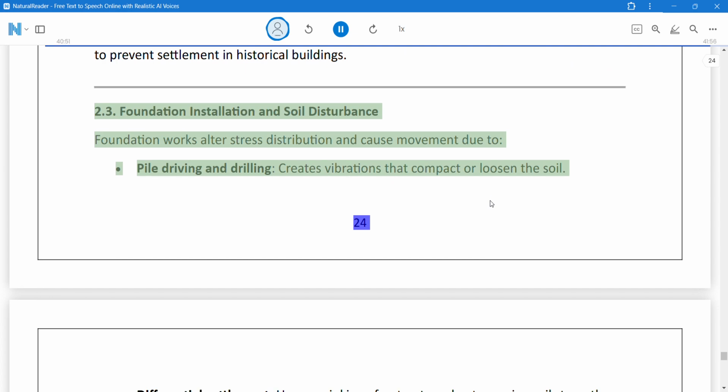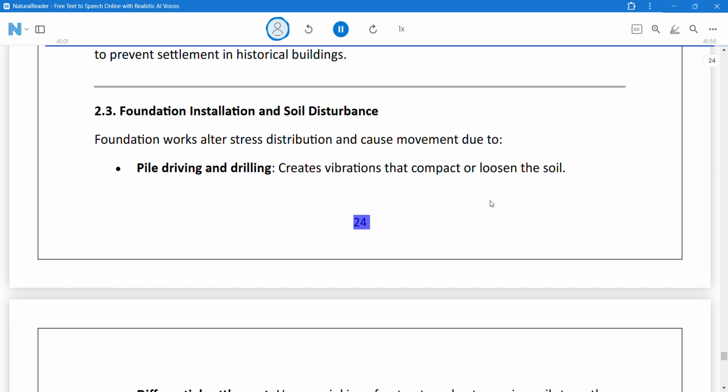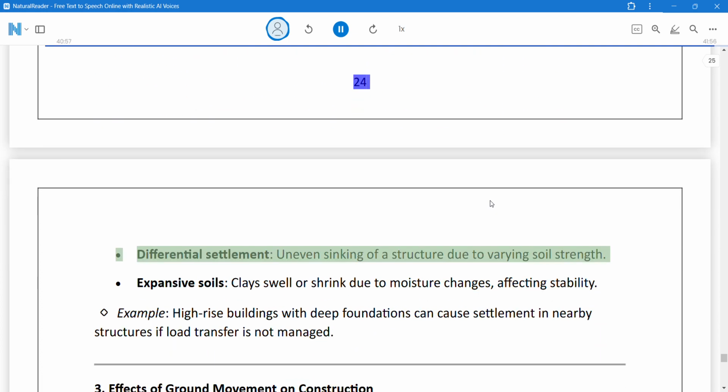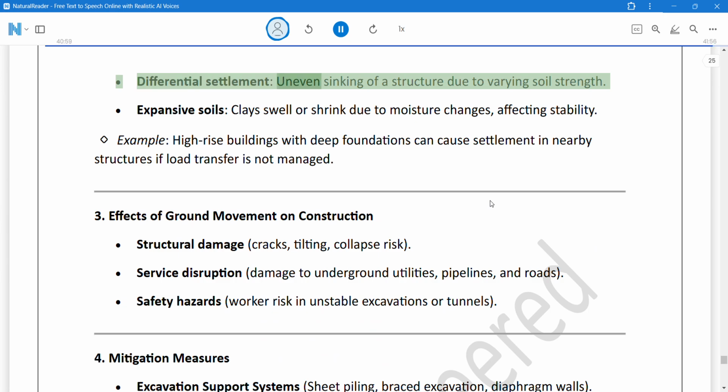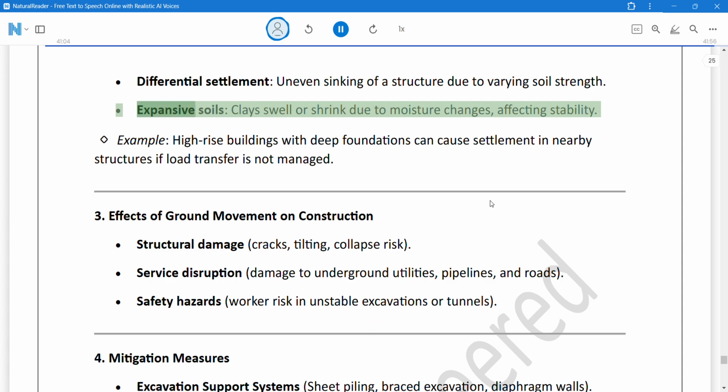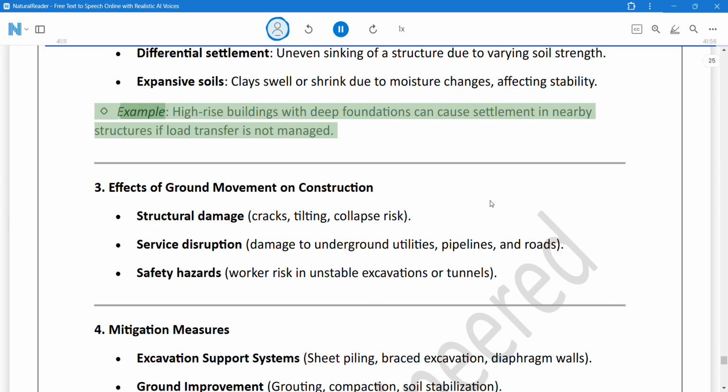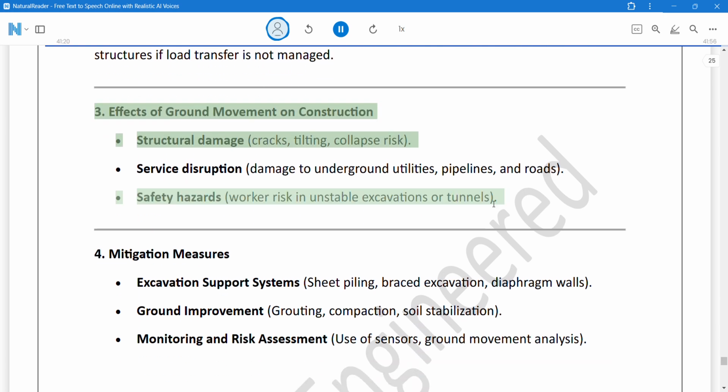2.3 Foundation installation and soil disturbance. Foundation works alter stress distribution and cause movement. Pile driving and drilling create vibrations that compact or loosen the soil. Differential settlement: uneven sinking of a structure due to varying soil strength. Expansive soils: clays swell or shrink due to moisture changes, affecting stability. Example: high-rise buildings with deep foundations can cause settlement in nearby structures if load transfer is not managed.